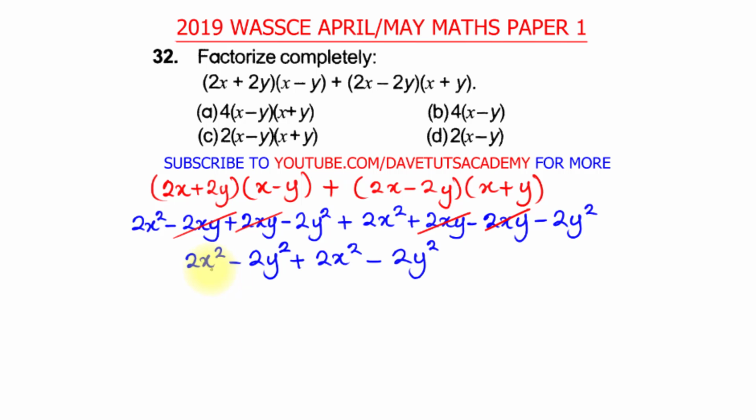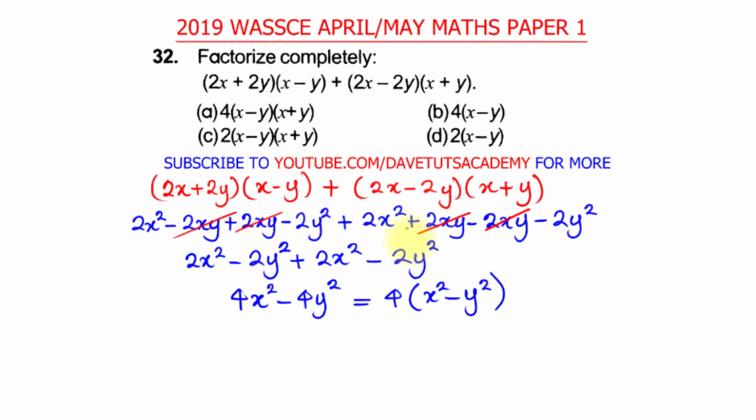Now we have 2x squared and 2x squared in two places, so we can add those two. That will give us 4x squared, then minus 2y squared minus 2y squared, that will give us minus 4y squared. Now looking at this, we can see that 4 is common to both. So we have 4 into bracket x squared minus y squared. Now look at the options that we have.